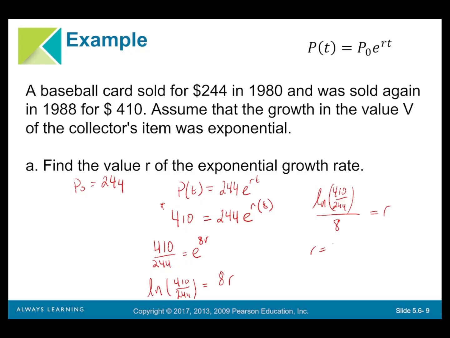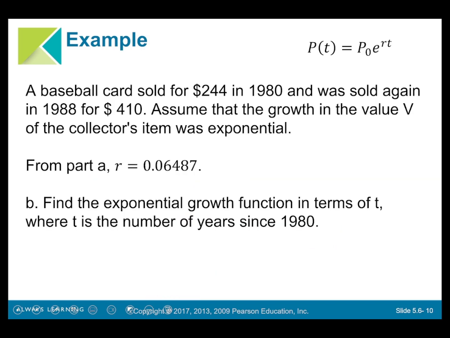R equals 0.06487. So we found our growth rate. That is the same thing also as about 6.487%, but the decimal will be more useful for part B.